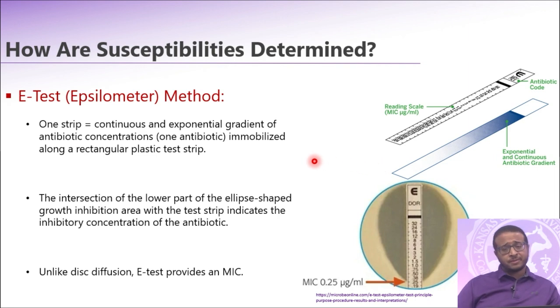We use the same technique as the disc diffusion here with the E-test. We grow the bacteria from the bacterial suspension on an agar plate, place the E-test strip on the plate, incubate overnight, and the next day we measure the MIC. The MIC here is read at the intersection line between the lower part of the ellipse and the plastic strip. That is the lowest concentration of this drug that inhibited the bacterial growth. This is useful information that provides us with the MIC, but again, the limitation is that we only use one drug per strip.